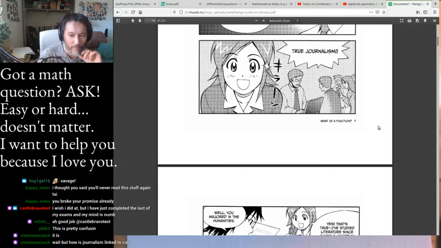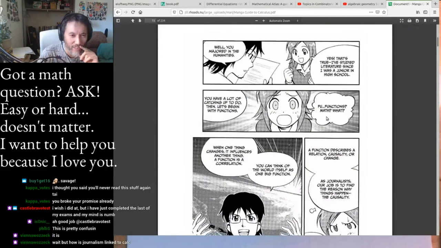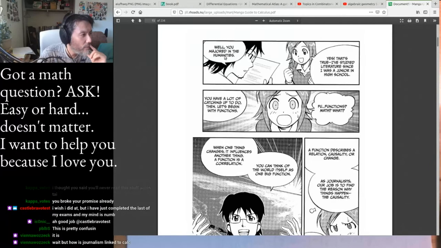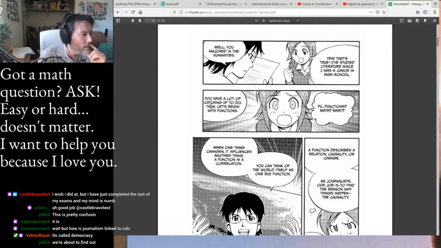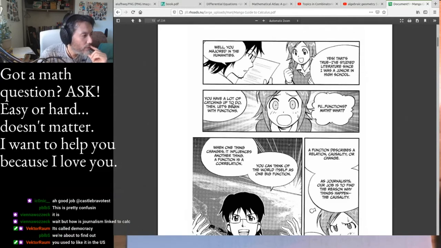True journalism. Yay, true journalism. Yeah, how is journalism linked to calculus? Well, you majored in the humanities. Yes, that's true. I've studied literature since I was a junior in high school. You have a lot of catching up to do, then. Let's begin with functions. Functions? Math? What?